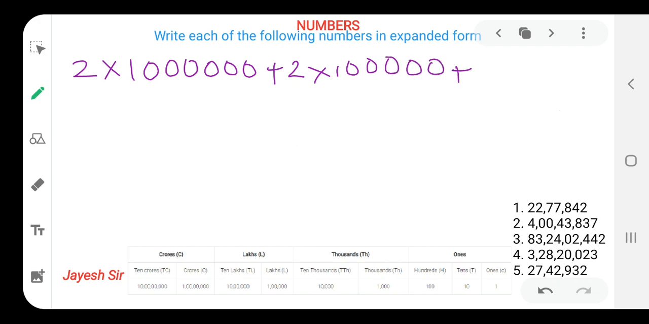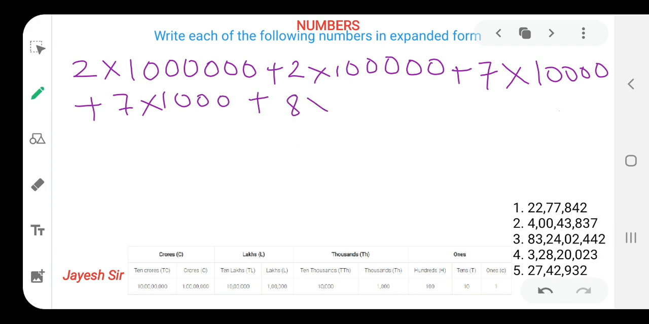Now after that, 7 into how many zeros? Here it was 5, so here it would be 4 zeros. Now we'll do addition. Again 7 into 3 zeros, plus 8 into 2 zeros, that means 100, plus 4 into 1 zero, that means 10, plus 2 multiplied with 1. By this we have completed our first sum. That is very easy, friends. I hope you all are getting it, and that's the concept we have already learned in our previous classes also.